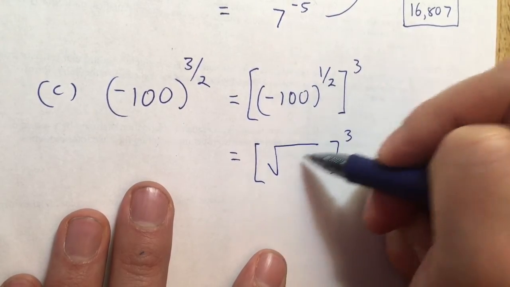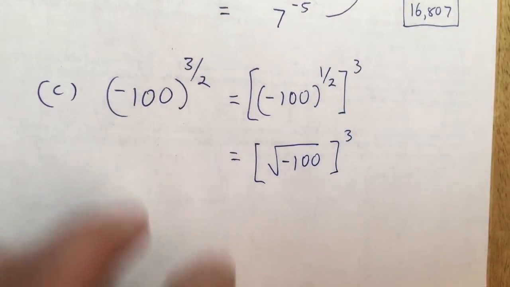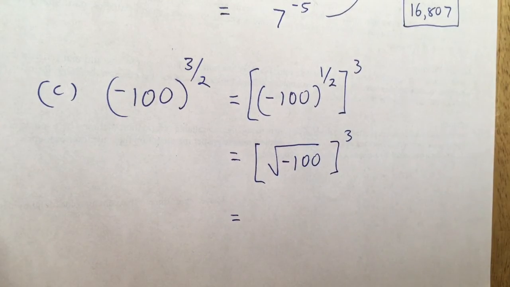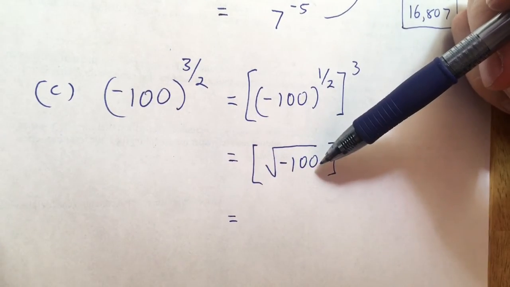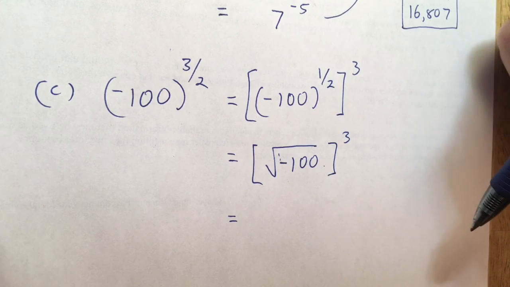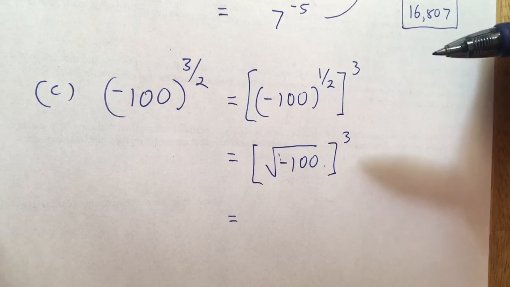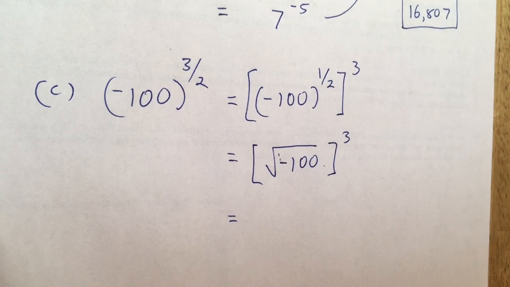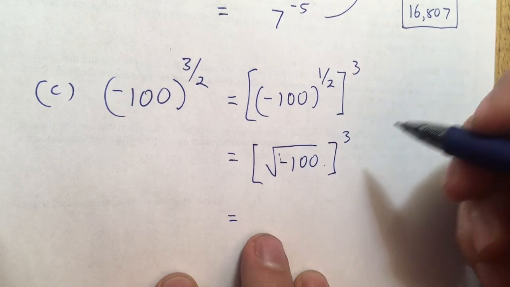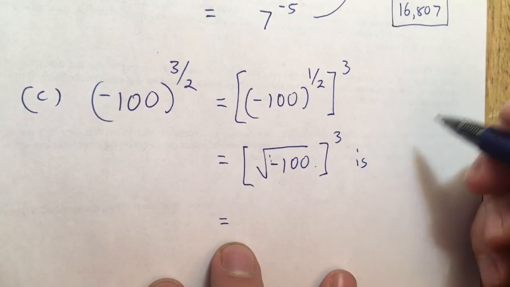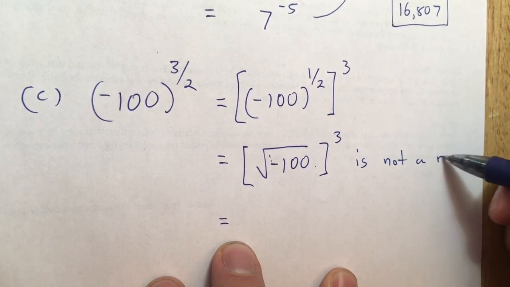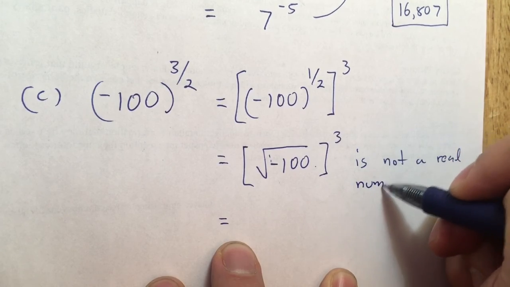Well, that's the square root of -100. Well, wait a minute. I'm looking for a number whose square is -100. That's what the square root of -100 is. But there is no such number. Whenever I square a number, I always get something non-negative. And here we have something negative. It's impossible to come up with an answer to this using the real numbers. So what I write here is, not a real number.